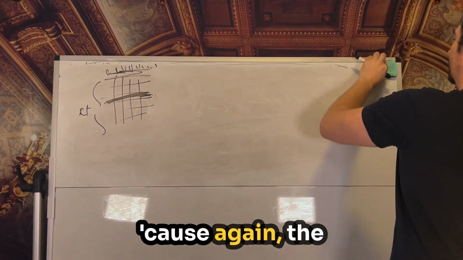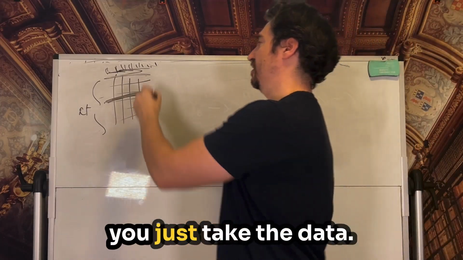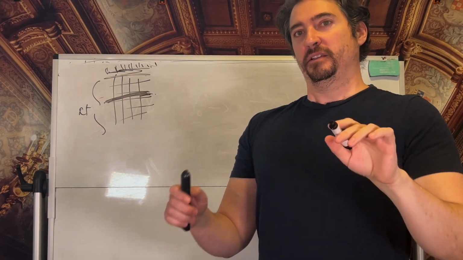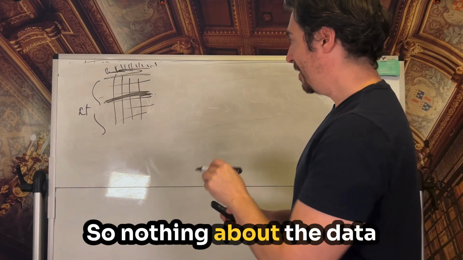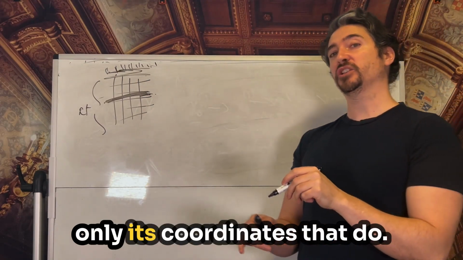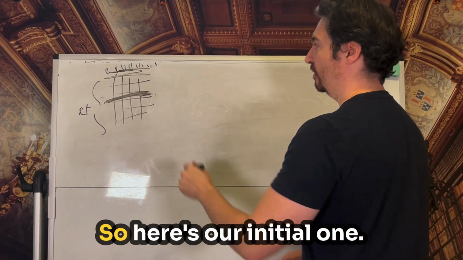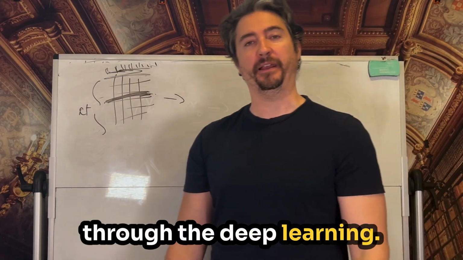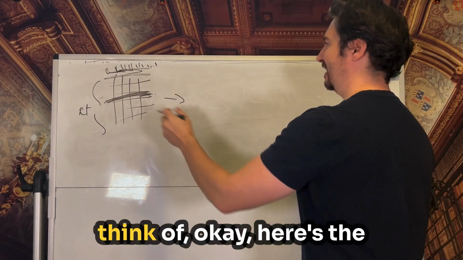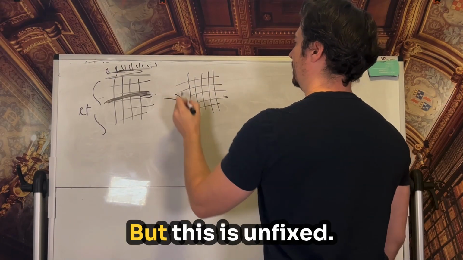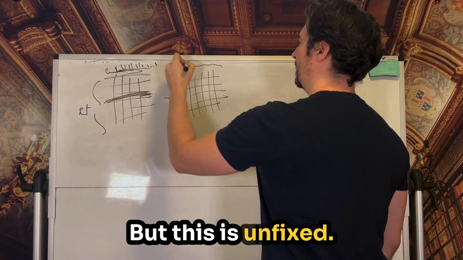Because the linear assumption, the simple assumption, is you just take the data, those are the columns, and that's what you get. So nothing about the data point changes. It's actually only its coordinates that do. So here's our initial one. Now let's say we start going through the deep learning. What happens? Well, now you think of the data going through again, but this is unfixed.